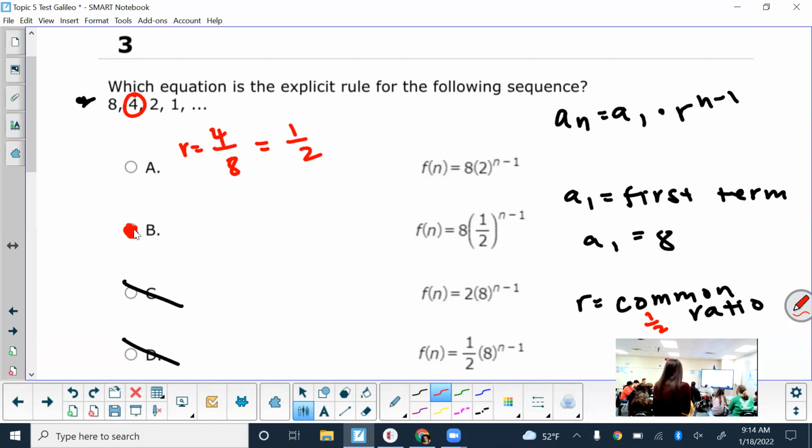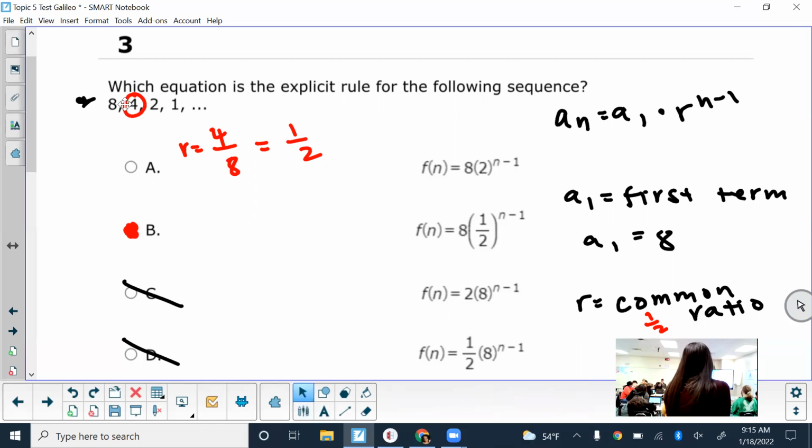So between these two, A and B, which one's correct? B. So A was there to trick you because a lot of kids don't like seeing a smaller number on top, so they'll just flip it. But make sure it's for the common ratio, the number divided by the number before it. Questions there? If this also helps you, if you just look at the sequence and the numbers are decreasing, then your answer should be a fraction. If it's increasing, then it should be a whole number.